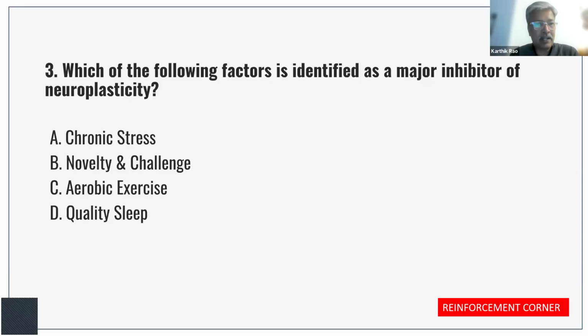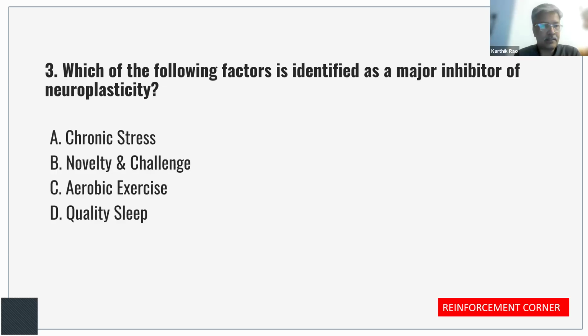Going back, which of the following factors is identified as a major inhibitor of neuroplasticity? For you to answer this, you should have seen the first part of the video. There are four options: chronic stress, novelty and challenge, aerobic exercise, and quality of sleep. Let me give you a few seconds to answer. You can put the options A, B, C, or D in the chat box, and then let's have a look at the answer.